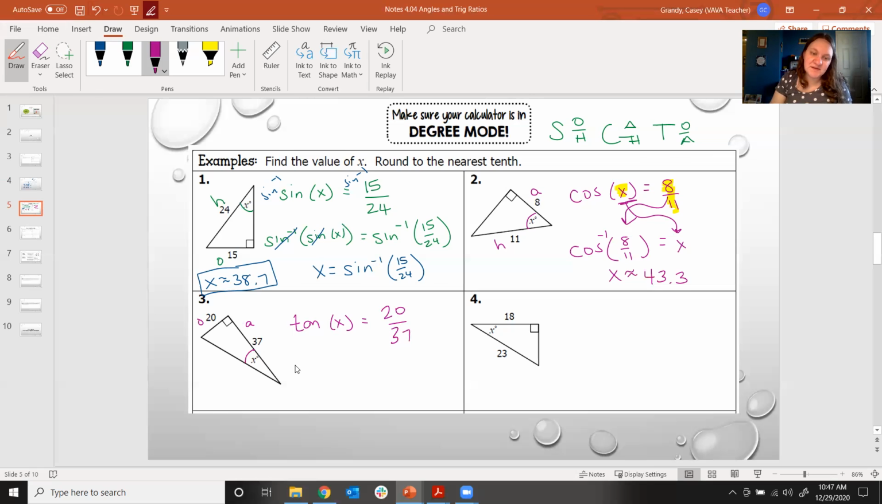I like the flip-flop method, so I'm going to show that. I know I'm going to flip-flop my ratio and my angle. So the angle will come out here, the ratio will go in here, and when I do that, I make this an inverse. So now I can type tangent inverse 20 over 37 in my calculator, and I get 28.4.